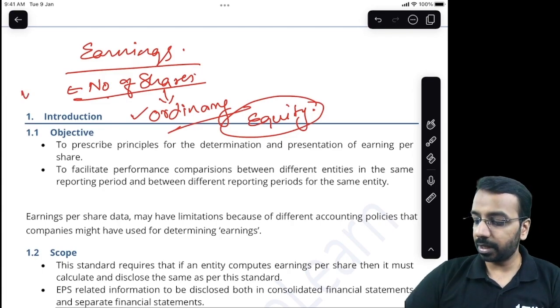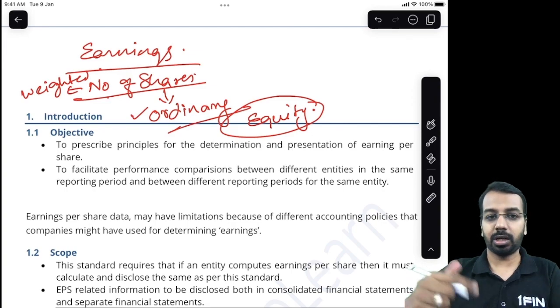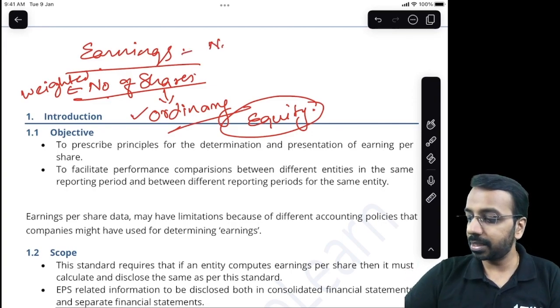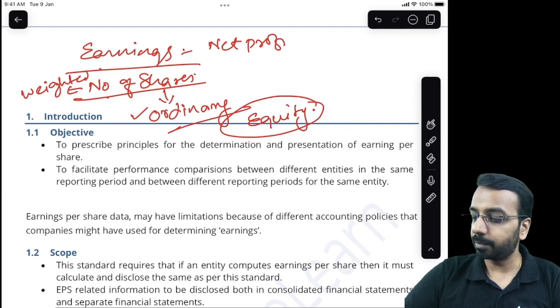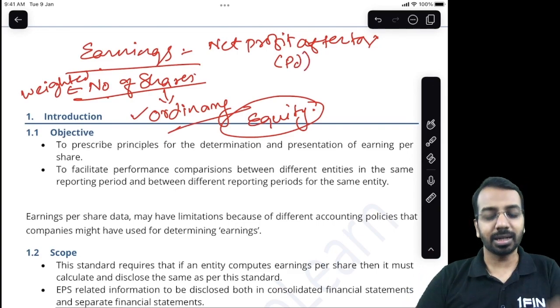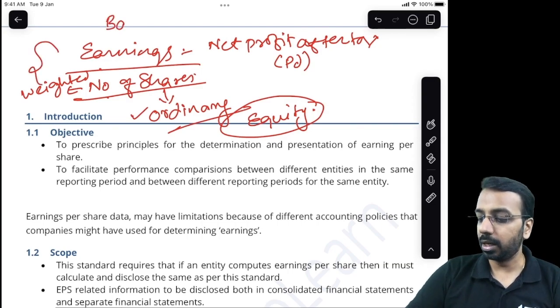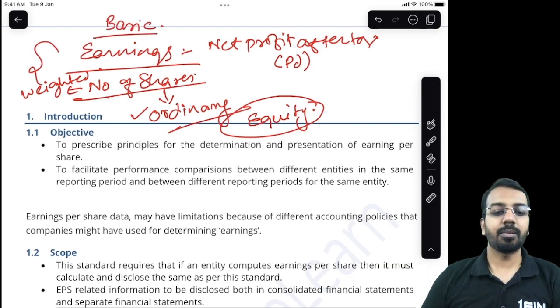Now, when we say number of shares, here we need to talk about the weighted average number of shares. How to calculate that, we will come to it. Earnings are basically your net profit after tax, subject to some adjustments for preference dividends. Some cases we need to deduct, some cases we don't need to deduct. All of that we will understand. This is the basic formula to calculate what we call the basic earnings per share.